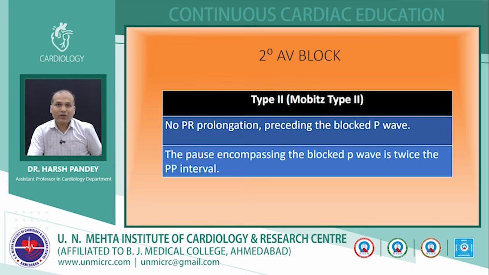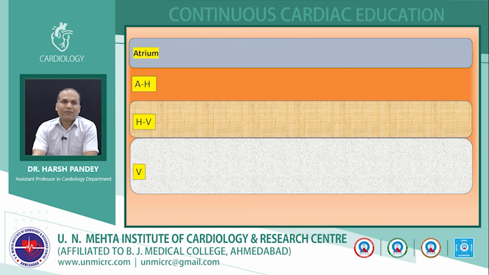Coming to the type 2 AV block, it is termed the Mobitz type 2 AV block. There will be no PR prolongation preceding the blocked P wave. The pause will be twice the basic PP interval. So in this ladder diagram, we need to understand.